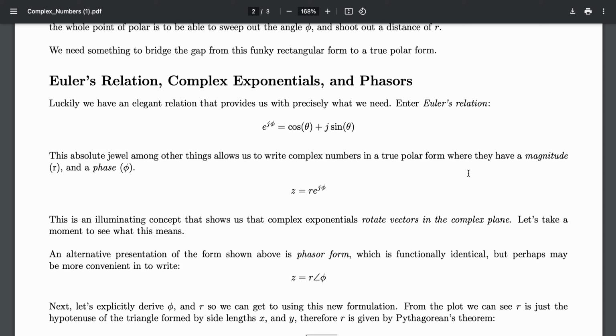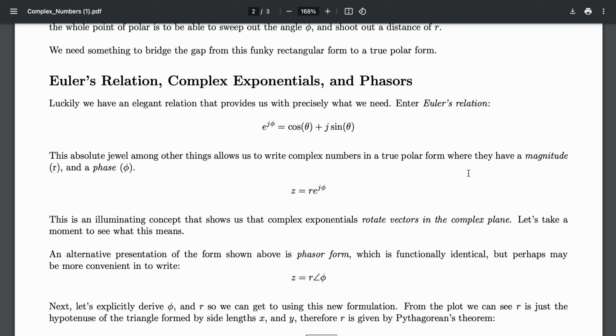And this is where we have this beautiful equation. We have Euler's relation. So we have this elegant relation that provides us with precisely what we need. And you might have seen this before. It says that e to the j phi is equal to cos phi plus j sine phi. The angles are supposed to match, but another way of writing it is e to the j theta is equal to cos theta plus j sine theta. Cool. So what does this mean?